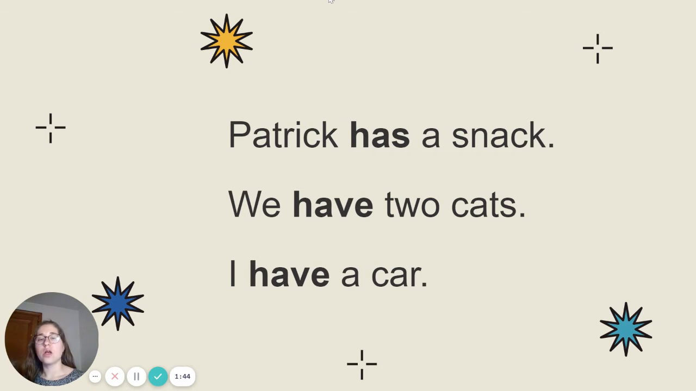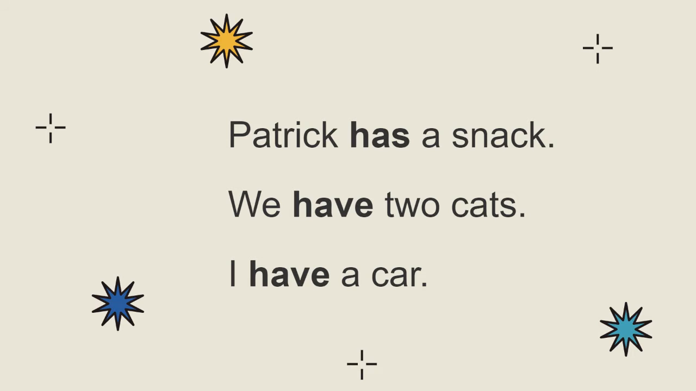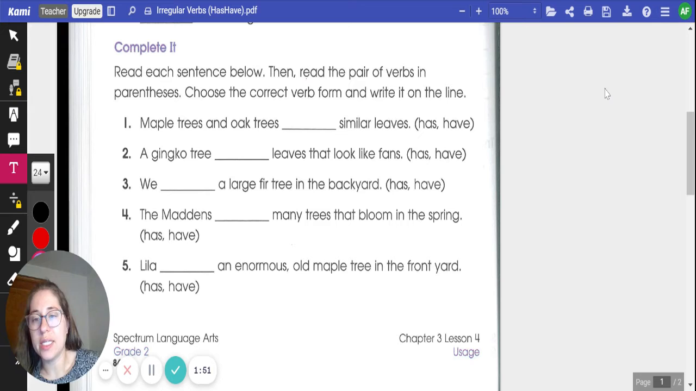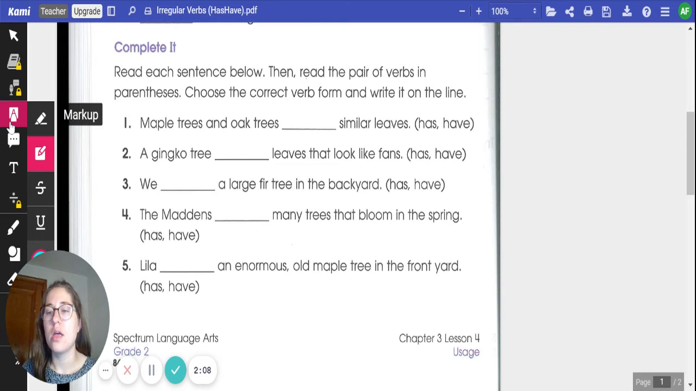On your piece of paper, we're going to work through some activities. We're going to begin by completing some sentences. Please number 1 through 5 on your piece of paper. We're going to read through each sentence and then read the pair of verbs that are in the parentheses. We're going to choose the correct verb and write it on the line. Number 1, maple trees and oak trees blank similar leaves. Do we want has or have?